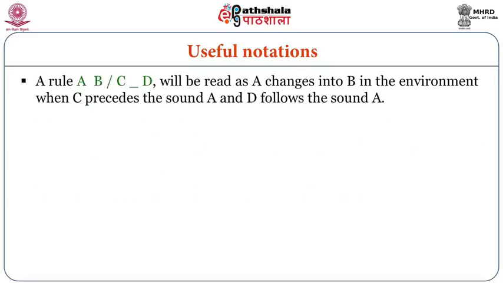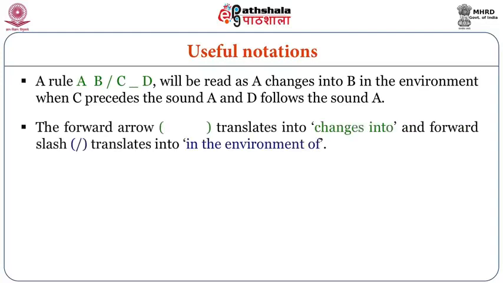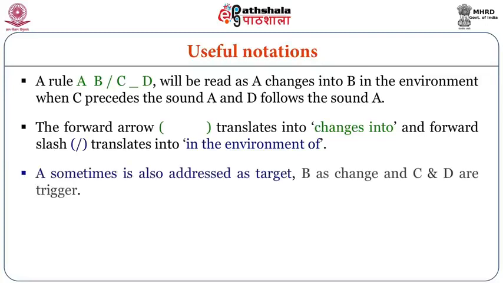A rule, A leading to B, slash C blank D, will be read as A changes into B in the environment when C precedes the sound A and D follows the sound A. The forward arrow translates into changes into and the forward slash translates into in the environment of. A is sometimes also addressed as the target, B as the change, and C and D are triggers.